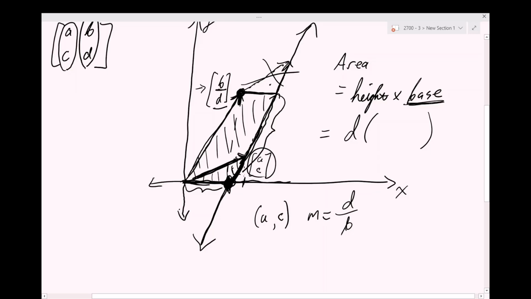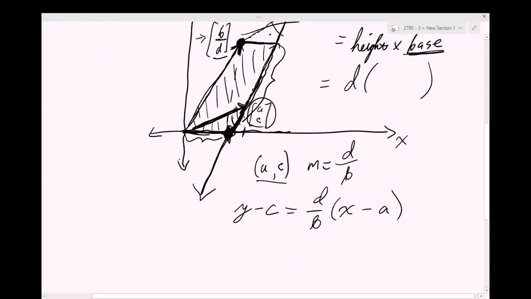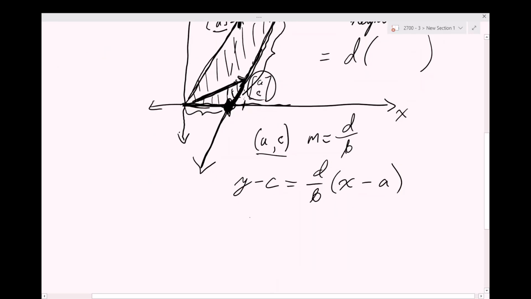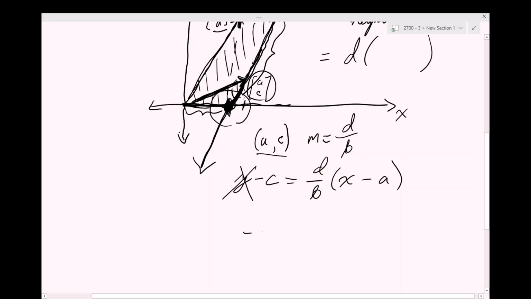Okay, so that gives me an equation of a line. I have a point and a slope. So y minus the y value of the point equals slope times x minus the x value of the point. And that says my line looks like this. So here's that line. Now where does the line cross the x-axis here? Well, that's just when y equals 0. So set y equal to 0, and I've got minus c equals d over b times x minus a.